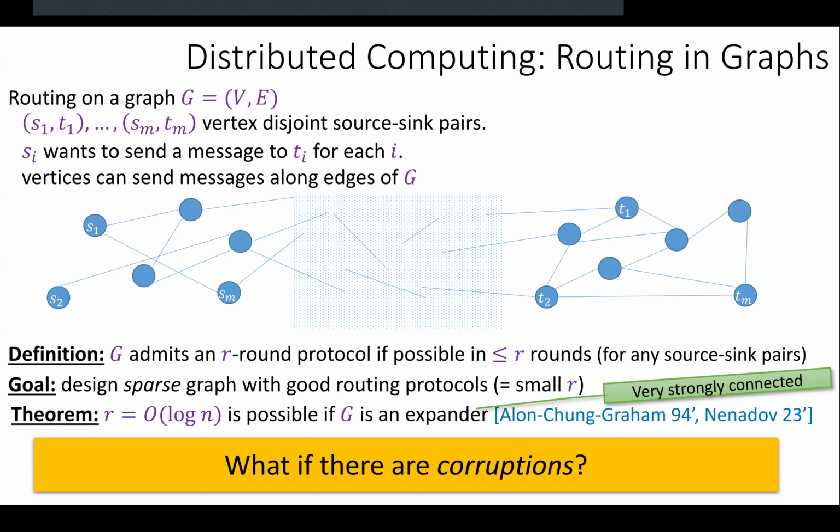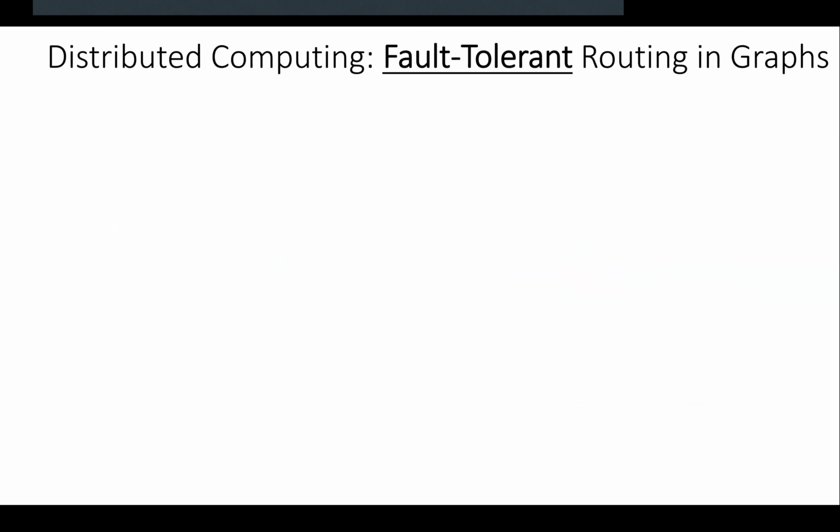Okay, so this is the most basic question. And now we're going to slowly build it up to the model relevant to us. In our model, there are corruptions. Meaning, you run your protocol and some stuff goes on, and you still want things to develop in the right way. So what do I mean by corruptions?